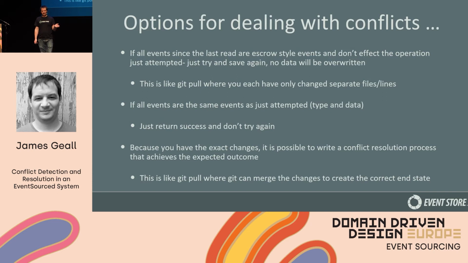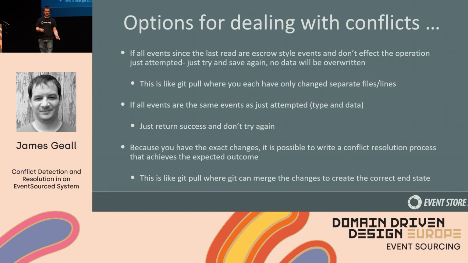Because you have the exact changes that were made, both by you and whatever processes wrote data to the database before, it is possible to write a conflict resolution process against those things. How difficult that is depends on your application. So, updated address and change telephone number might both technically update your address state, but you can tell they don't conflict. Whereas two attempts to change the address, one to the other, they do conflict.